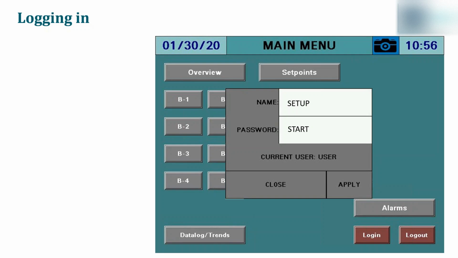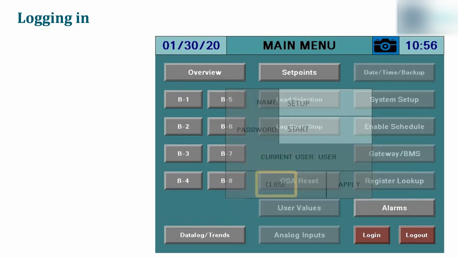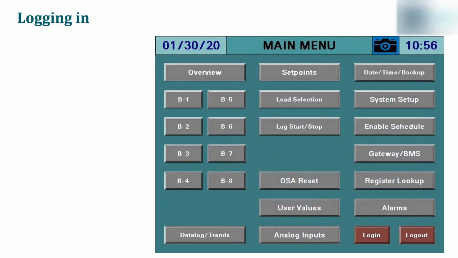This will take us to the setup user level, which is the most advanced user level. There's also a tech user level, but typically when you're setting up a system or commissioning a system, you're going to do everything from the setup user level. Once you have that typed in, you'll click apply, and then click close, and then you'll see that all of these other options appear on the main menu. These are the different options that we're going to walk through in order to set the system up.